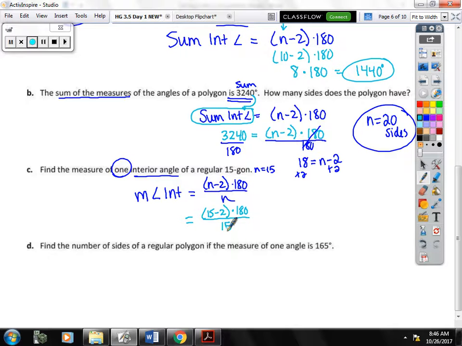And then we follow our order of operations. We complete what's in the parentheses. 15 minus 2 is 13. Multiply 13 times 180, and we'll get 2,340, all divided by 15. And then lastly, we divide those, and we'll get 156 degrees. It's the measure of one angle.